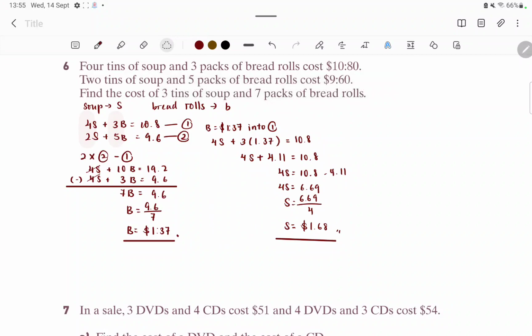Okay, and then if you use the substitution method, we use one of the equations first. If we use the second one, 2s plus 5b equals 9.6, and then make s the subject. So move 5b to the other side, 2s equals 9.6 minus 5b, and then s equals (9.6 minus 5b) over 2. This one is your third equation.